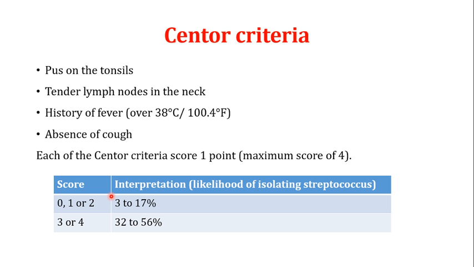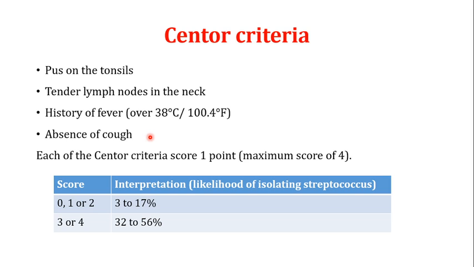Now, the other criteria is known as the Centor criteria, and just like the previous criteria, here you have to check for the presence or absence of something. The first thing you have to check is pus on the tonsil. If there is pus on the tonsil, you give it 1 point. If there is no pus on the tonsils, the point will be 0. The second thing you have to check is tender lymph nodes in the neck, the history of fever over 38 degrees or 100.4 Fahrenheit, and the absence of cough.